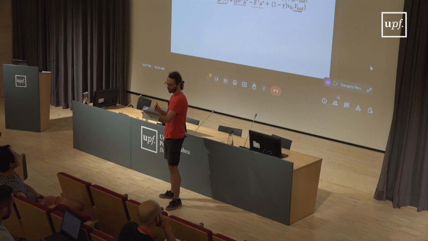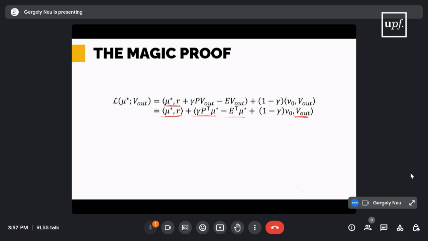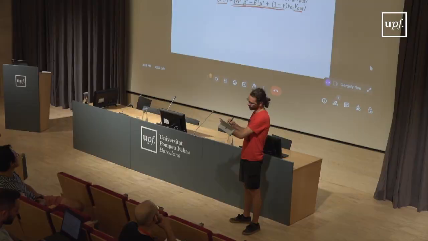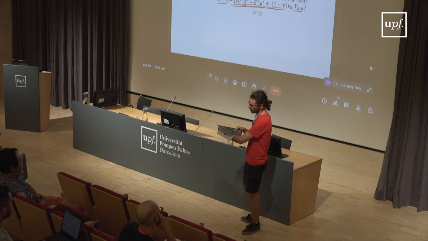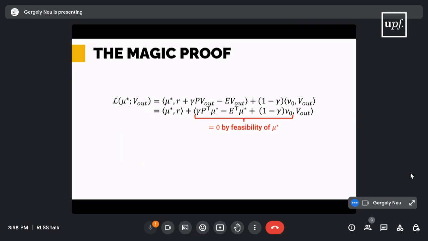Right, and then I look at this formula. So what do I notice? I know that mu star is an occupancy measure, so it satisfies the constraints in the linear program. As a result, this whole thing is just zero, because mu star is an occupancy measure. So that term just goes away. It satisfies the constraints, which means that it is zero by the feasibility of mu star. So this was sort of the easy bit.